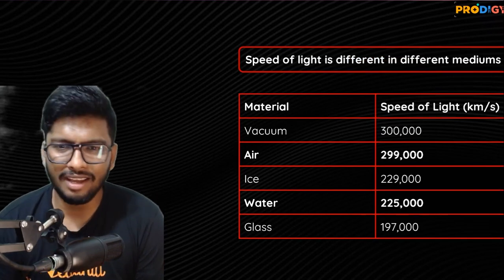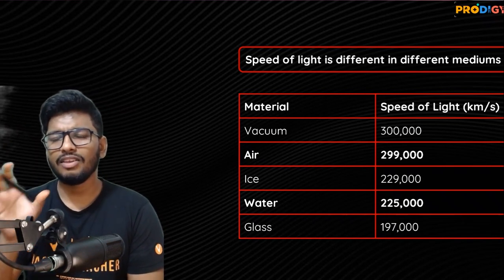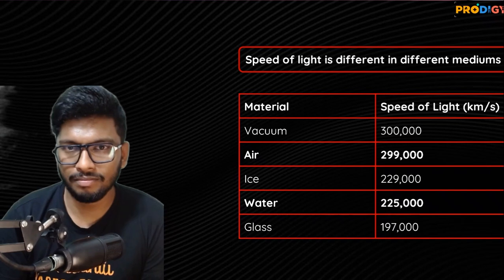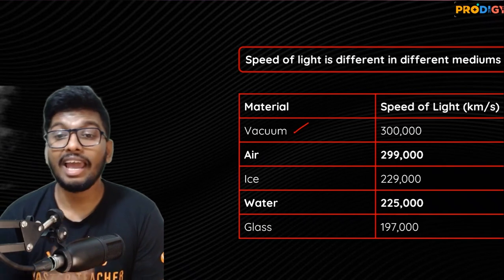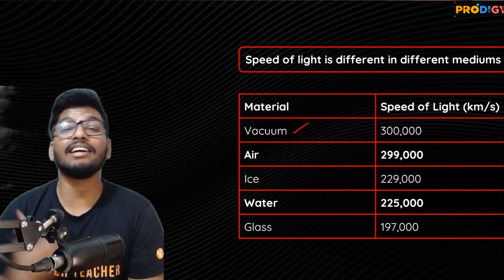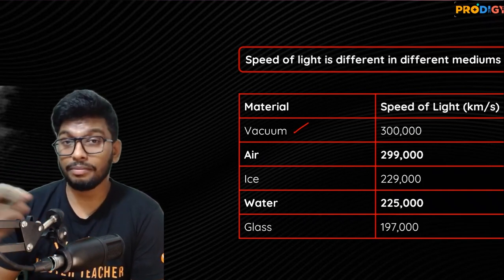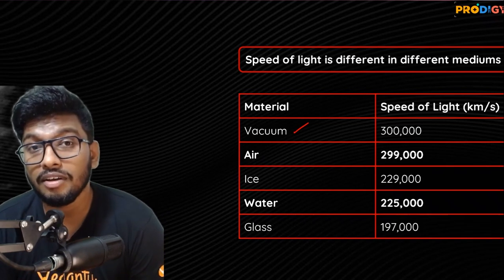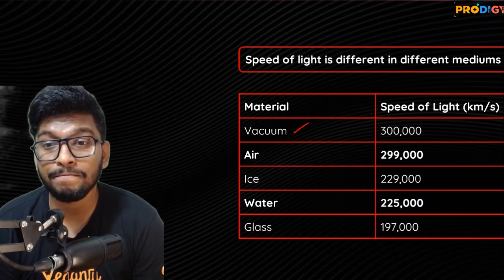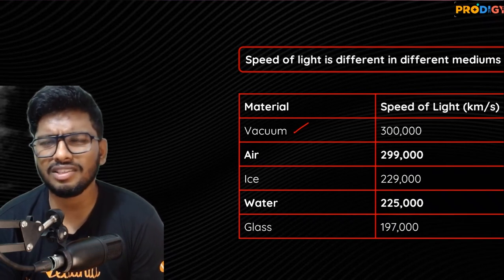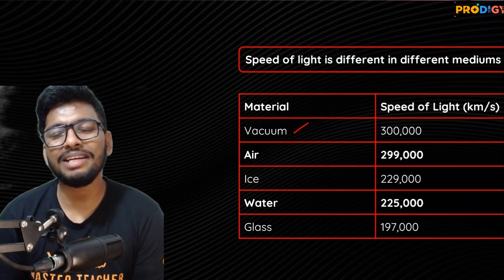Look at this table, people. Can you see something different? Now, look at this, guys. These are all the values of the speed of light in different mediums. All right. So you have vacuum, where the speed of light is 300,000 kilometers per second. Air, the speed of light is 299,000 kilometers per second. Ice is 229,000 kilometers per second, sorry. And water is 225,000 kilometers per second. And finally, glass, 197,000 kilometers per second. There's something different, right? What's that? The values, isn't it? The speed of light is different in different mediums.